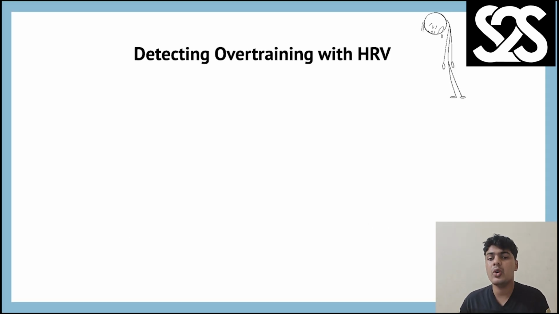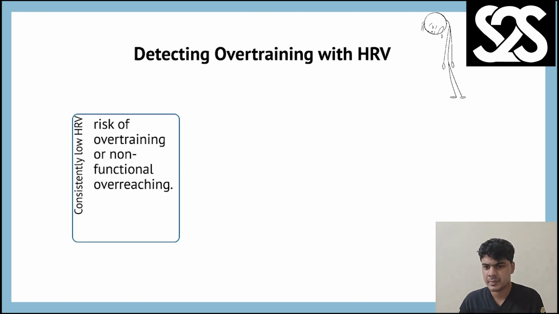So detecting overtraining with heart rate variation is something that is very important and should be used. First one is, when you have consistently low heart rate variation, there is a risk of overtraining syndrome or non-functional overreaching. What is functional overreaching? Basically you push the person, after that you give them sufficient rest. So what happens is their baseline increases and they perform better.